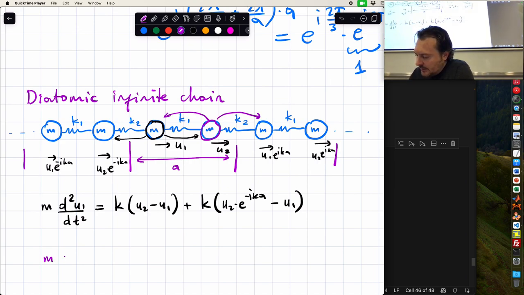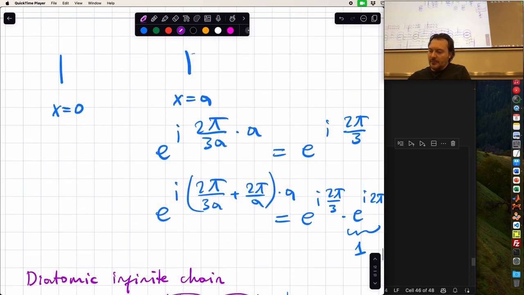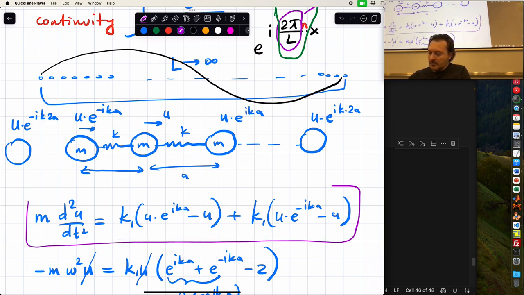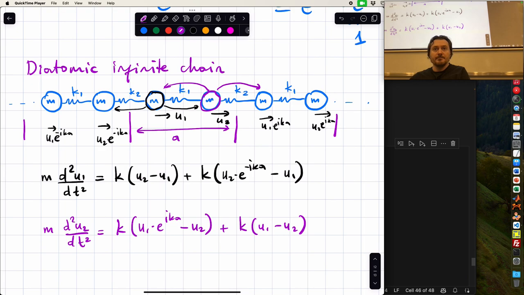So I write down m d squared u2 over dt squared equals k times, what is the first term? u1 e to the ika minus u2 plus k times U1 minus U2. Okay? If you remember, over here, we got just one equation. Now we get two equations. So one equation for each atom. One equation for each degree of freedom. One atom in one dimension gives you one equation. One atom in two dimensions gives you two equations. Two atoms in two dimensions gives you four equations. Okay? Good?